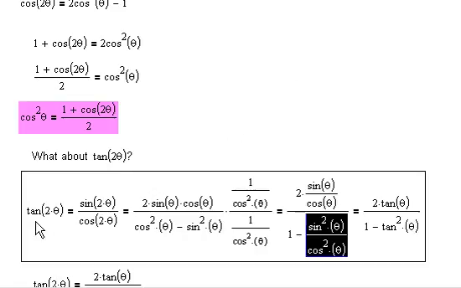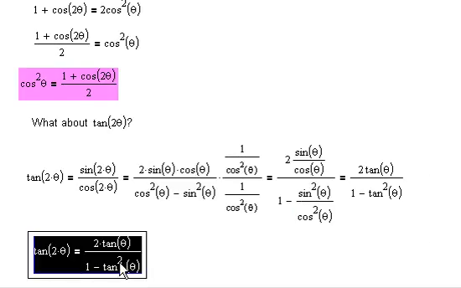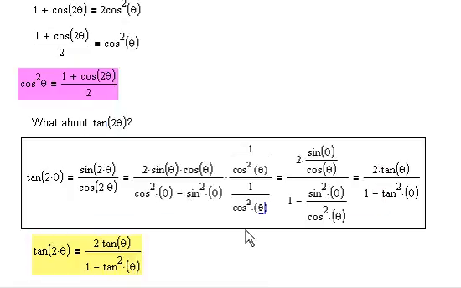There's another option for this. If you recall the formula for tangent alpha plus beta, that would be tangent alpha plus tangent beta divided by 1 minus tangent alpha times tangent beta. And so just replacing theta for both alpha and beta, you could get that as well. So there's another option for deriving this formula, and this would be the double angle formula for tangent theta.